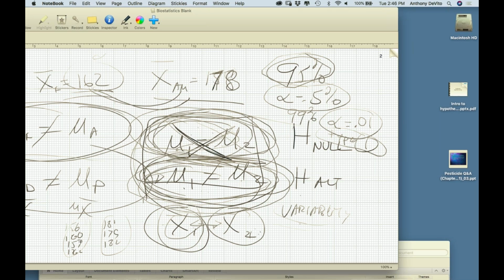On the other hand, if the variability was 160, 120, 205, if the variability within each one of these two samples is big, then our confidence that our mean X bar represents our true population mean in both of them is shaken a bit, right? So now we need them to be further apart.